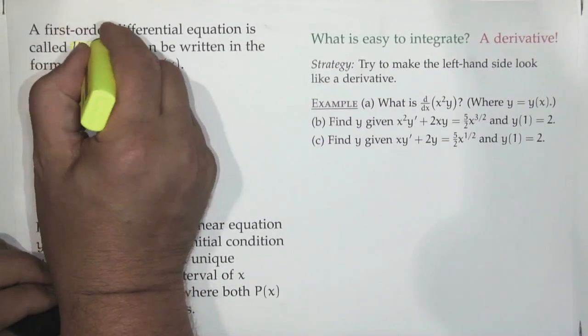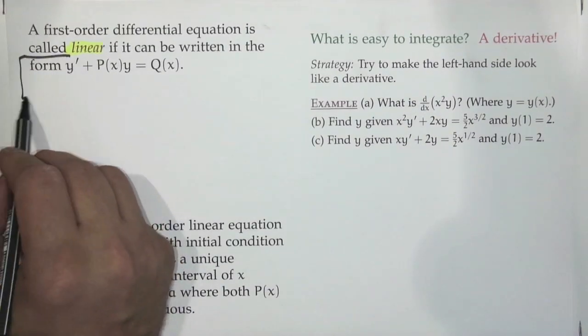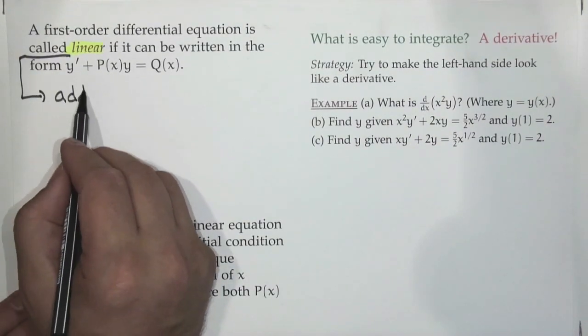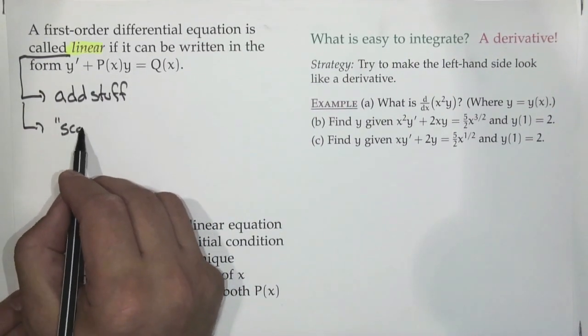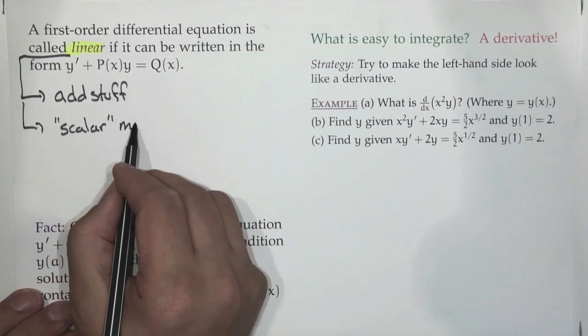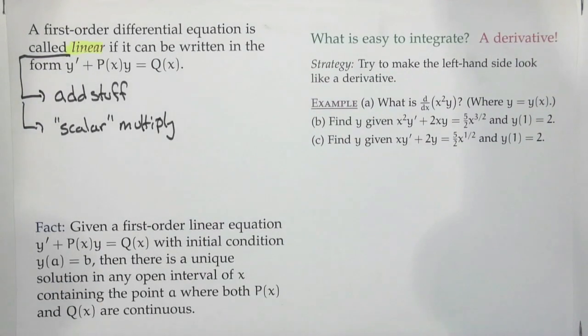Now, this word linear will show up from time to time in mathematics, and it seems like mathematicians really love things which are linear, and it's true. We really do love things which are linear. And so you might say, well, what does it really mean to be linear? Well, it turns out that this word linear basically boils down to two ideas. It says you can add stuff, and the other thing is you can do what we call a scalar multiply. In other words, multiply by a constant. So that's what we mean when we say something is linear.